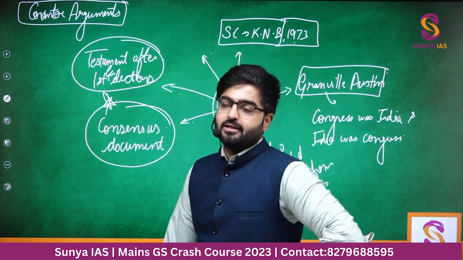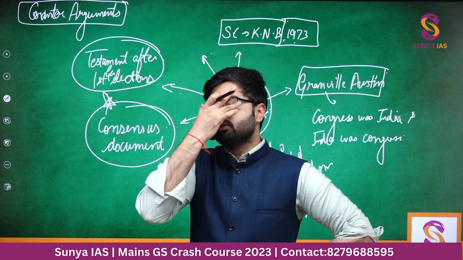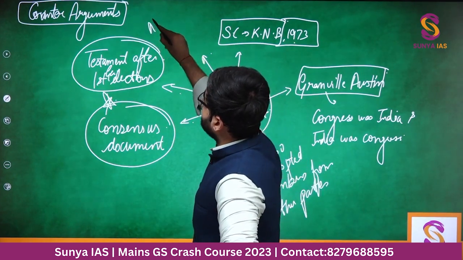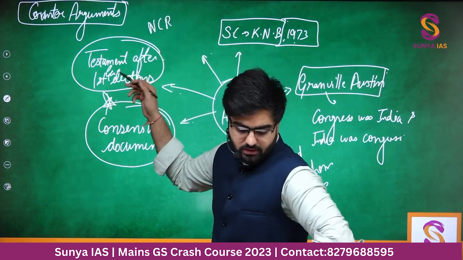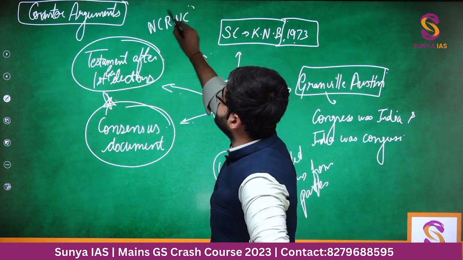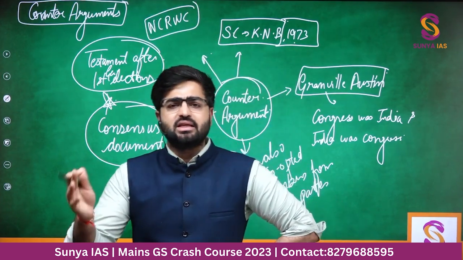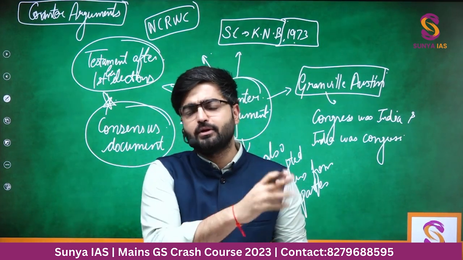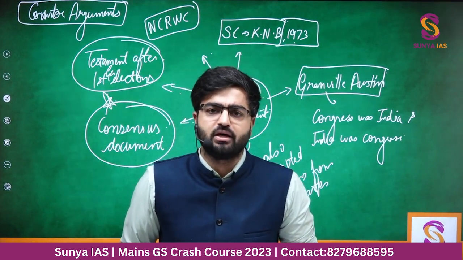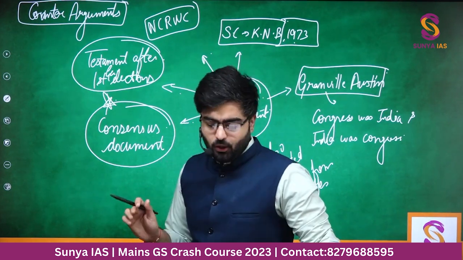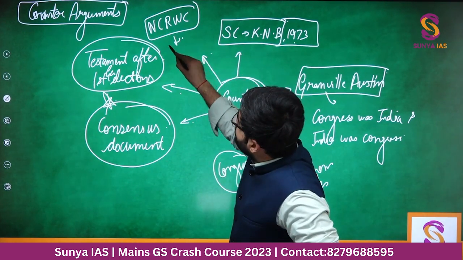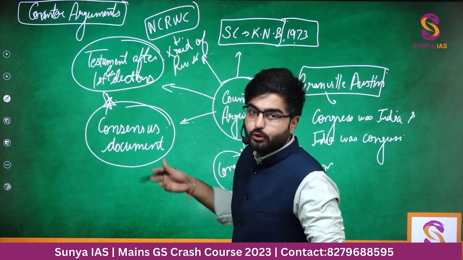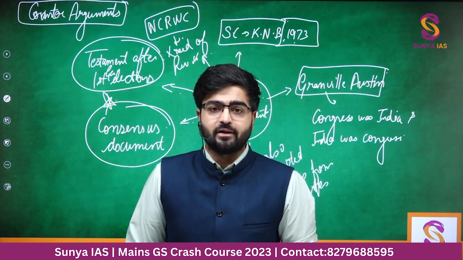Lastly, another point to counter that Congress had one party dominance: what happened in the late 1990s, there was this National Commission for the Review of the Working of the Constitution, NCRWC. This was constituted by parties other than the Congress party, for example your NDA alliance during the Atal Bihari Vajpayee government. And they also said that there is no need of revisiting the constitution. Right, so it is a neutral opinion.